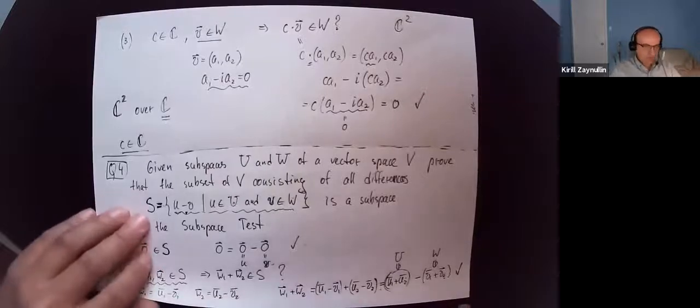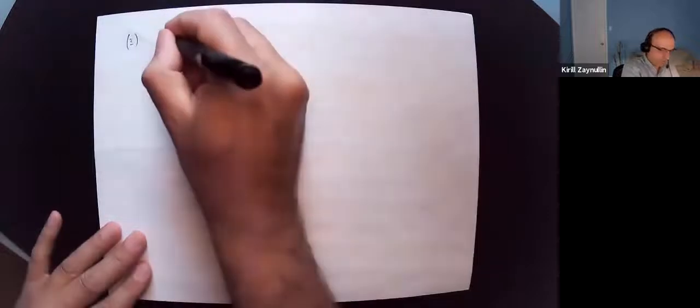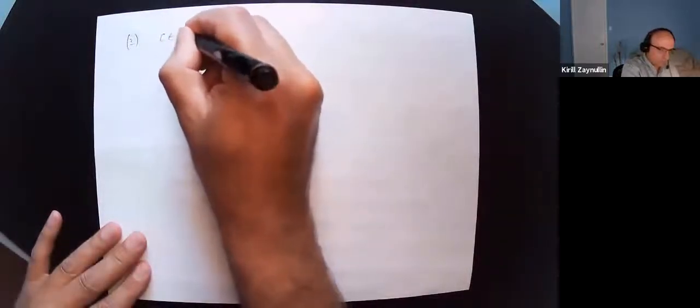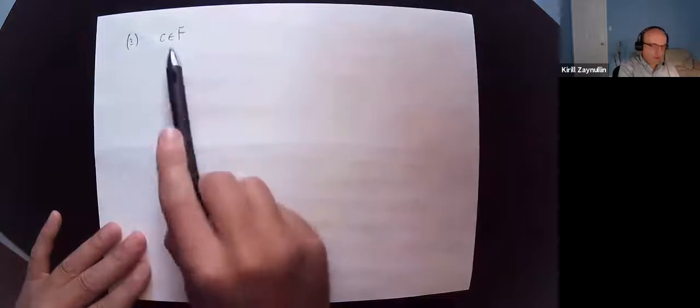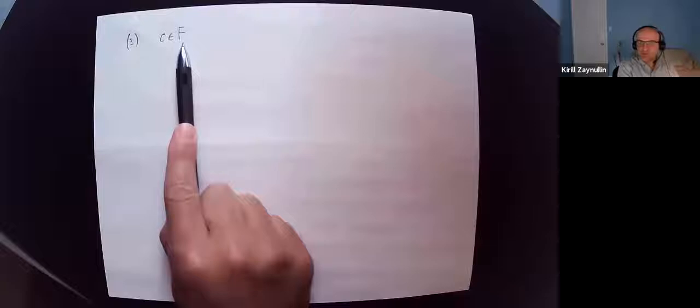Okay, so what about the third one? Well, as for the third one, we would like to verify that whenever we are given a scalar. Here we use F because we don't specify a field, so it's just a general field, right? Because we are dealing with vector spaces over some field.